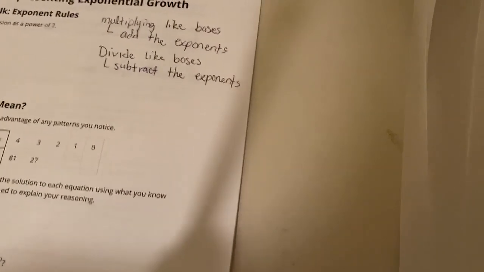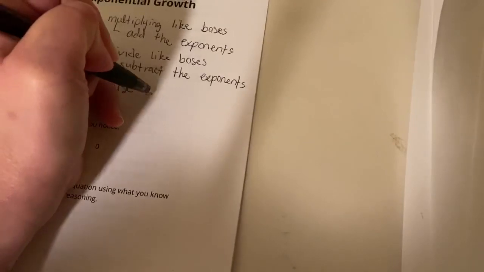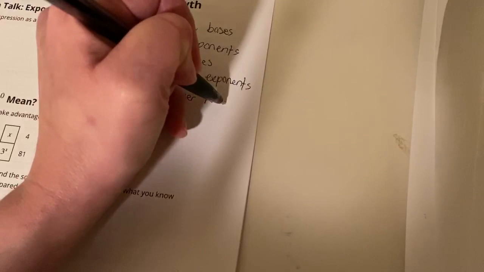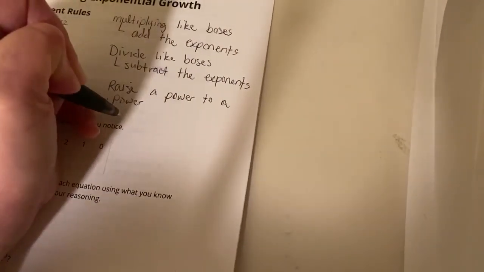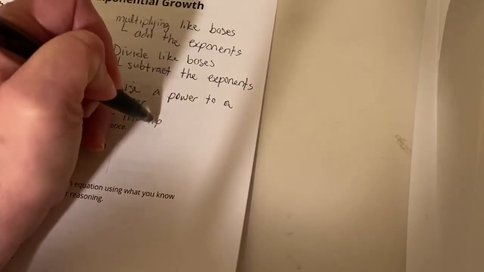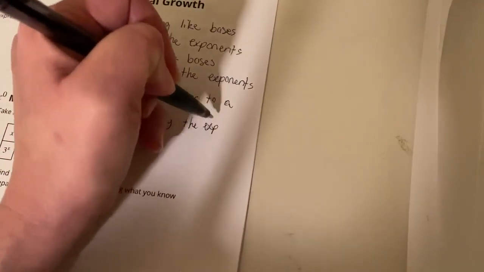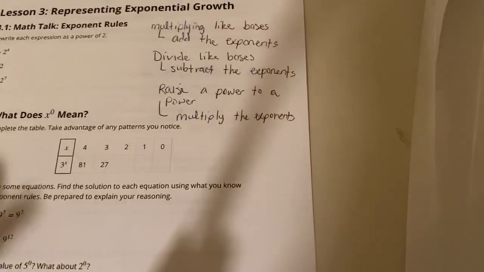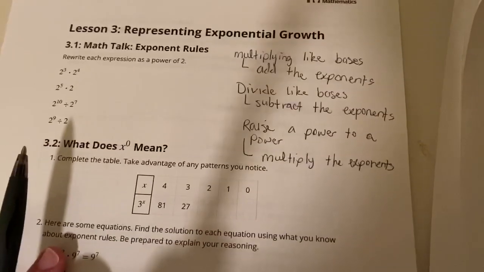When you raise a power to a power, then you multiply the exponents. And I will demonstrate some of these examples. All right, so they want you to rewrite each expression as a power of 2.